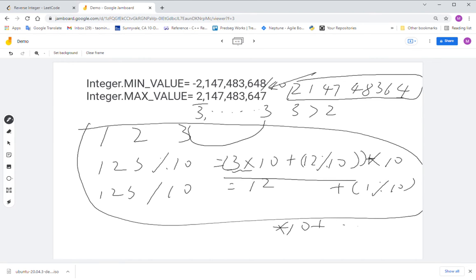And then, do we need to consider the last digit? No. The reason is the last digit is either 8 or 7, right? If we have a value ending in 8, even 6 billion, it does not exist in the 32-bit integer. So the maximum or the minimum is about 2 billion. So we don't need to care about this one. So let us write the code.